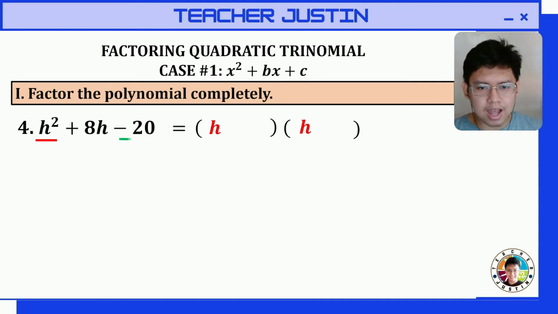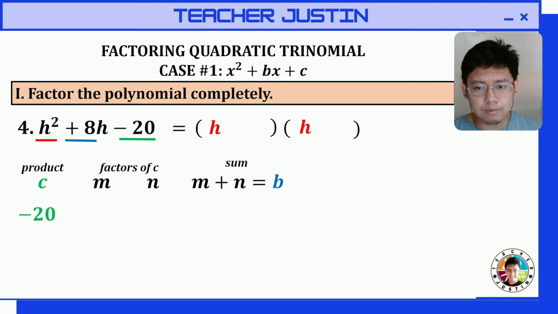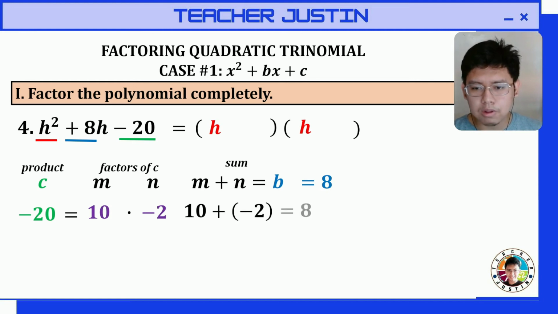Then, kunin natin yung value ng c natin, which is negative 20. Okay? So, isip tayo ng factors ni c, which is negative 20, na pag inadd natin, the answer is the middle term, which is positive 8. So, factors niya can be 10 times negative 2. So, pag inadd natin si 10 and negative 2, it is equal to 8. Which is, yun yung hinahanap natin.